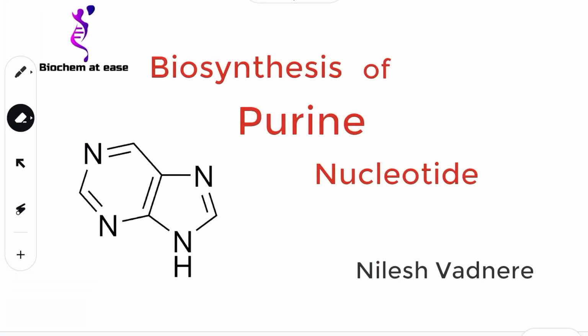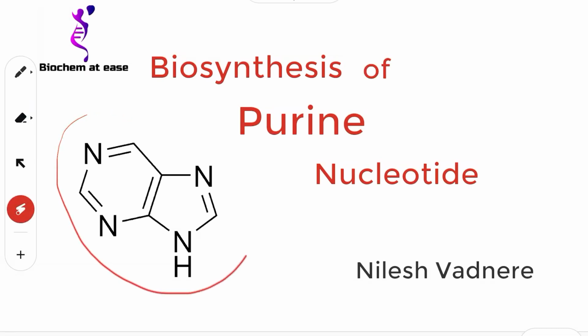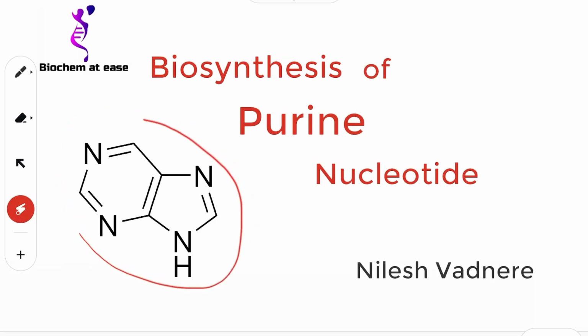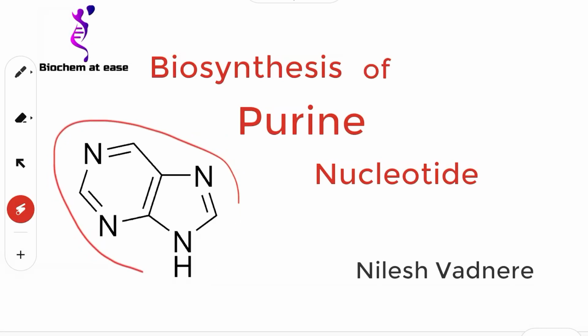Hello everyone. Now we will study biosynthesis of purine nucleotides. So purine nucleotides are again one of the important types of nucleotides present in nucleic acids. This is the structure of the purine nitrogen base. Basically, there are two important purine nitrogen bases present in nucleic acid. One is adenine and the other is guanine.